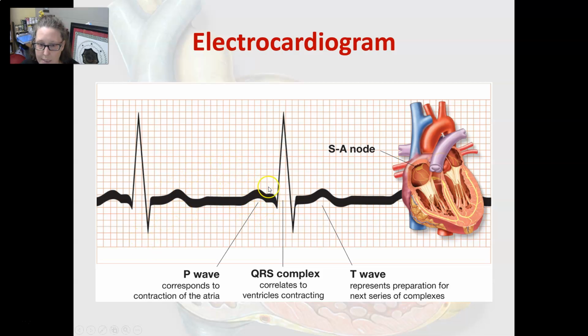As the atria contract, there's a little bit of a delay, and then there is the depolarization of the fibers around the ventricles, which will cause the ventricles to contract and cause the QRS complex to form. So this big peak and valley here is the QRS complex, when the ventricles contract, and then we have a little bit of delay.